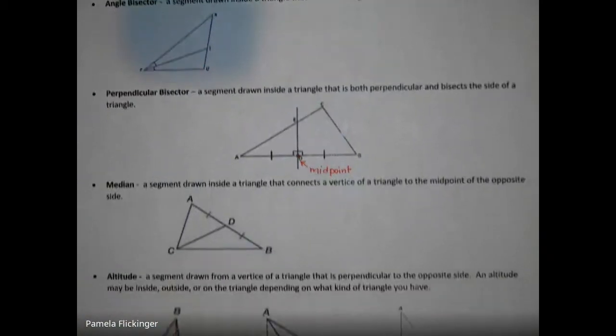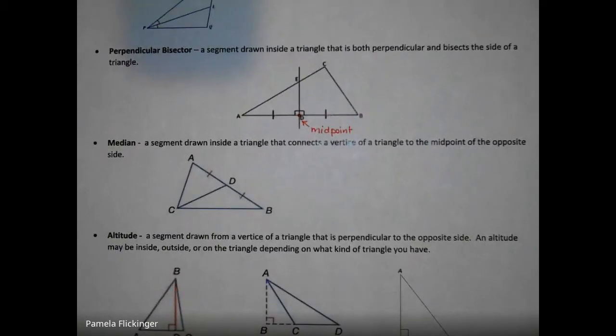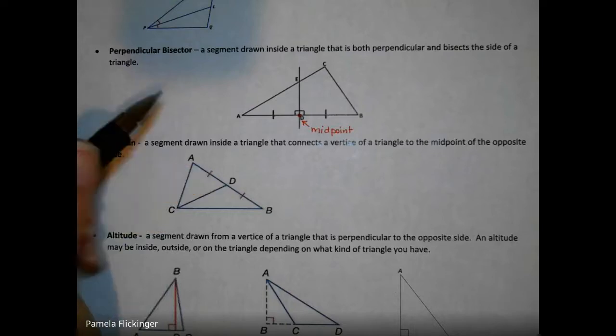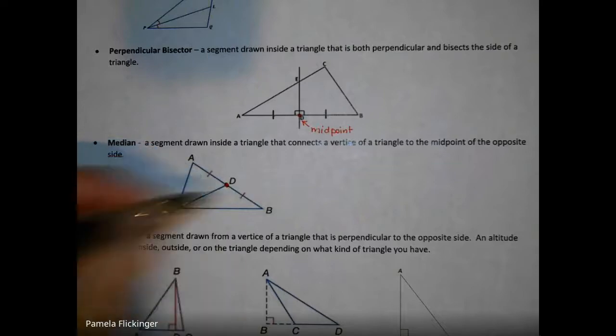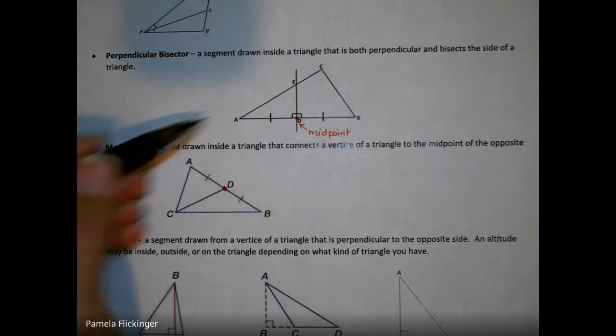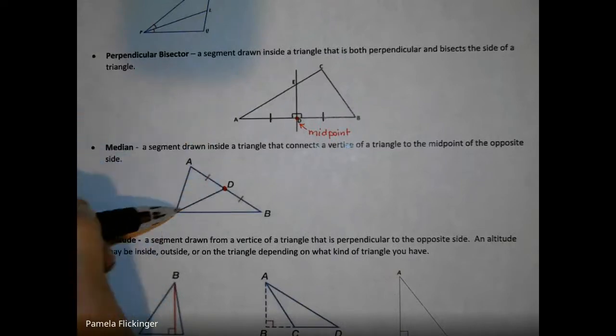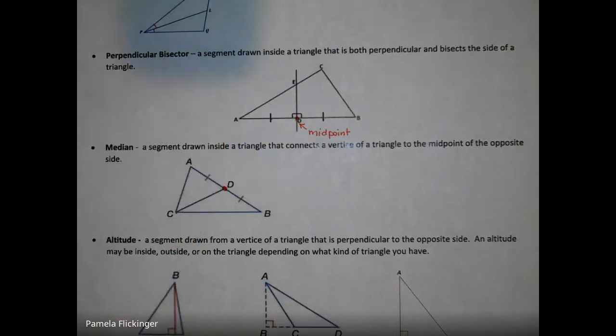A median. You might remember that word with mean, mode, median, range, and median was always the middle number. So thinking along those lines, this is a segment that we're going to draw inside the triangle that connects a vertex to the midpoint of the opposite side. Again, you have to either be told that this is the midpoint, or you'll see the tick marks drawn. The difference from the one above is that this one definitely connects to a vertex, where your perpendicular bisector does not have to.